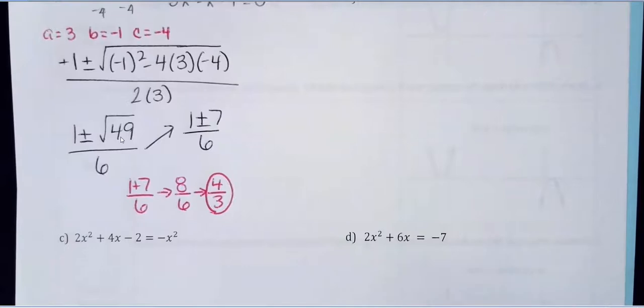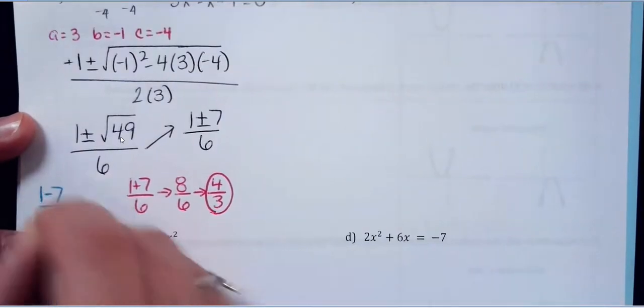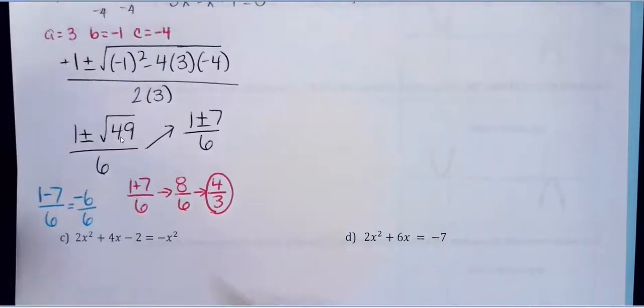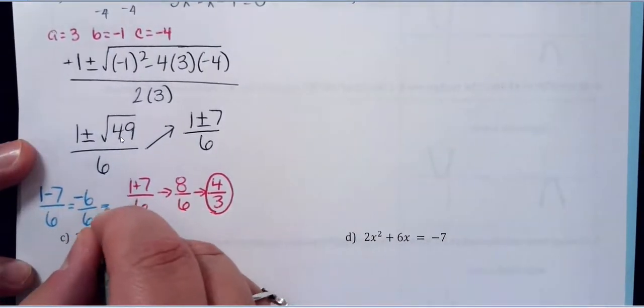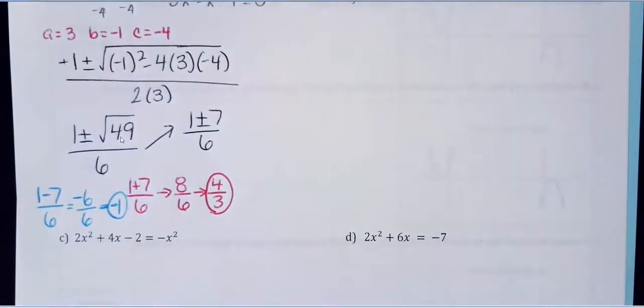Now, my other answer, I'm just going to come over to this side of the page, would be 1 minus 7 divided by 6. So that would give you negative 6 over 6, which is just going to give you -1. So my 2 answers for that question, you don't have to write out all that work, I'm just trying to show you where it comes from, are -1 and 4/3. And if you want to plug them back into the original, they should make your equation true.